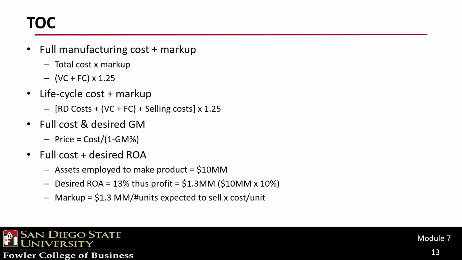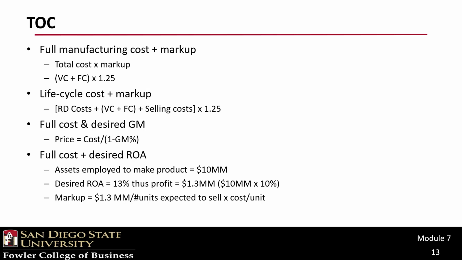So when you think about full manufacturing cost plus markup, well, that's exactly what it is, right? So that's largely what we've seen in a very basic model. So take your manufacturing costs, so your total variable costs plus your fixed costs, determine what markup you need, that sets the price. That's very different than life cycle cost plus markup.